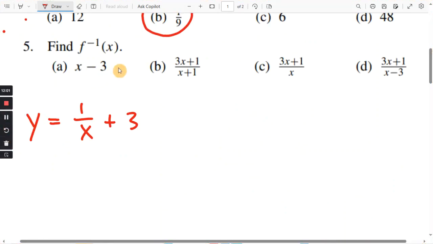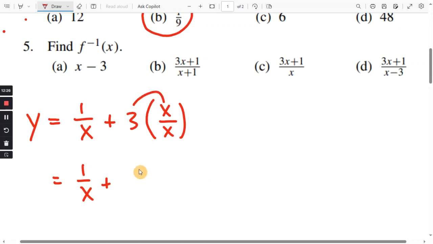It looks like from the author's answers, there is a common denominator here. So we need a common denominator. Here's a denominator of x. So I'm going to multiply the 3 by x over x. This is the same as times 1, so it doesn't change anything. So we have 1 over x plus 3 times x is 3x, and the denominator is x. And now we have a common denominator of x.